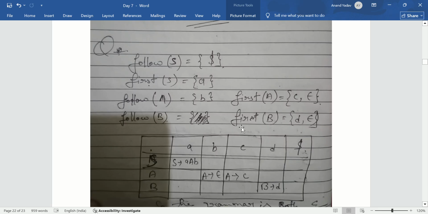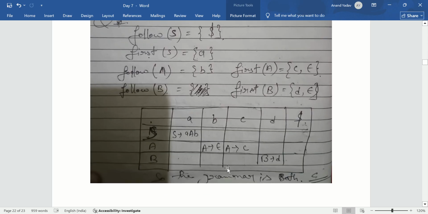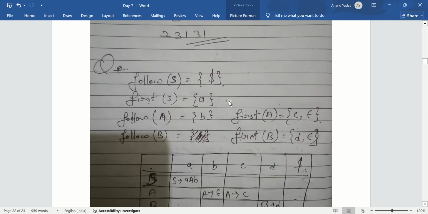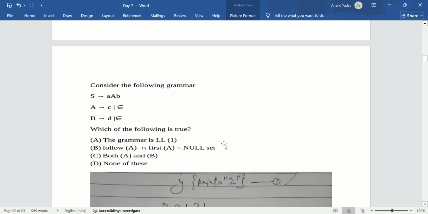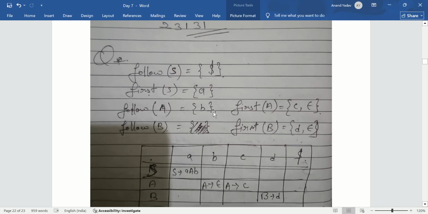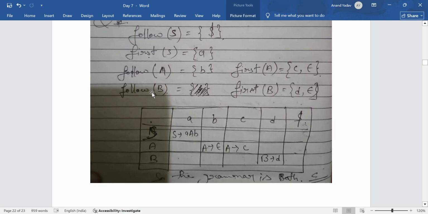So after calculating this, I will put it in this table. There are terminals and these are the non-terminals, and I put the productions in, and every box has a single production, so it is LL1. And the grammar is LL1 if the intersection of follow of A and first of A is the null set. This is also true. Follow of A and first of A have nothing in common, so the intersection produces the null set. So both A and B are correct for this question.